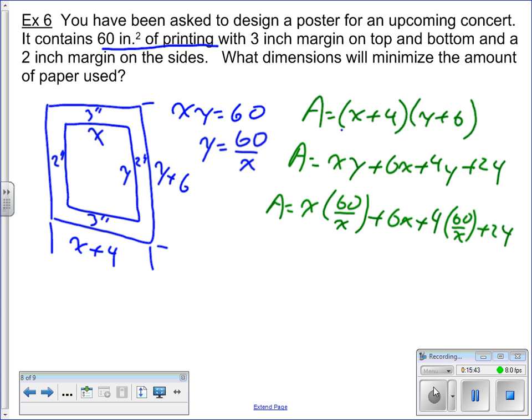Simplify. What happens here? These x's cancel. So I get 60 plus 24. So my area, 60 plus 24 is 84, plus 6x plus 4 times 60 is 240 over x.